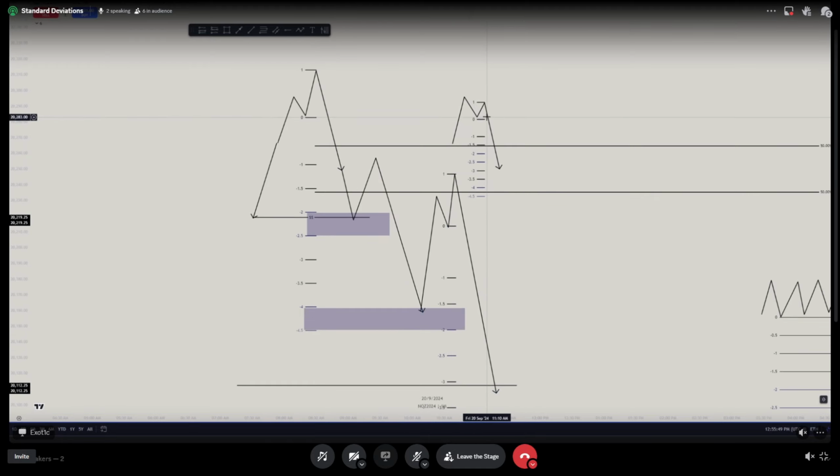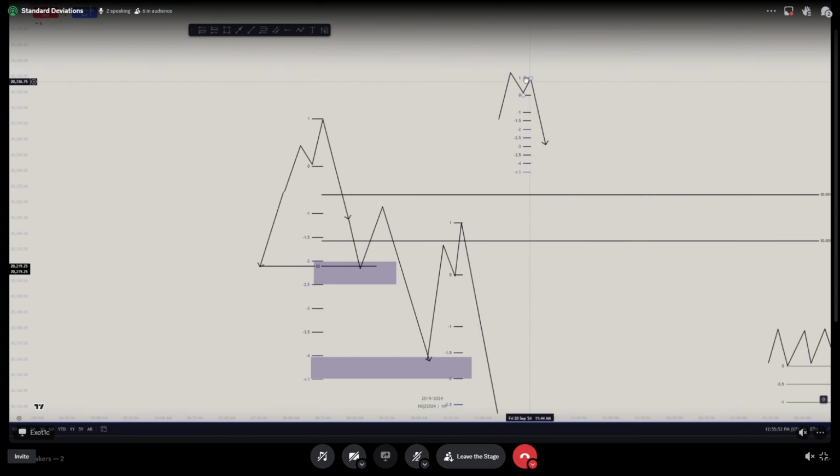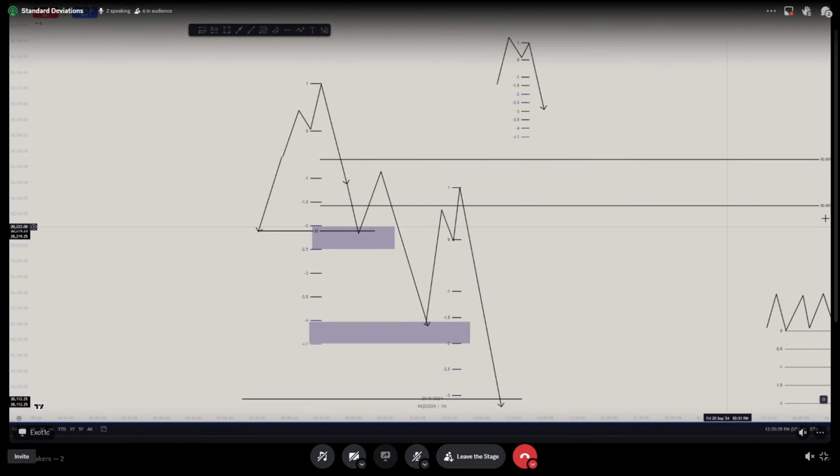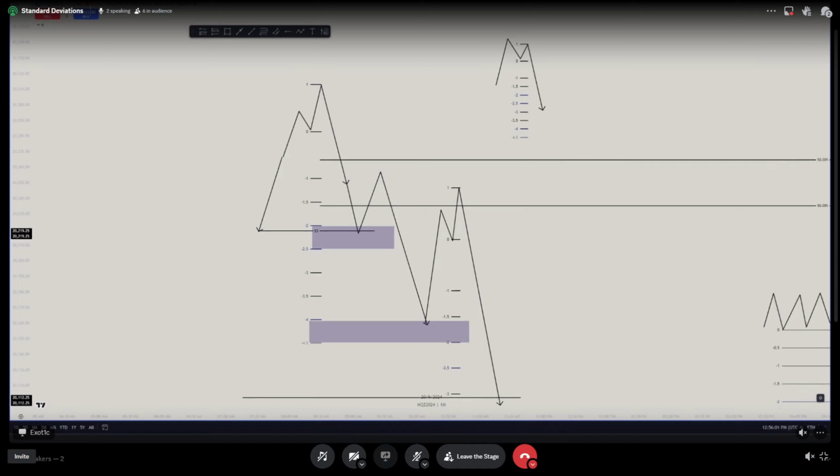Now, I'm not going to go over mitigation blocks, as it's basically the exact same thing as your breaker. It's just that the lineups are a little bit different. So do we have any questions about those right now?